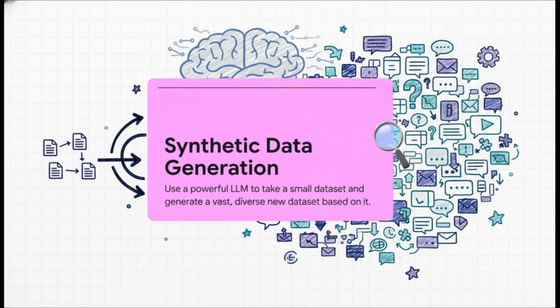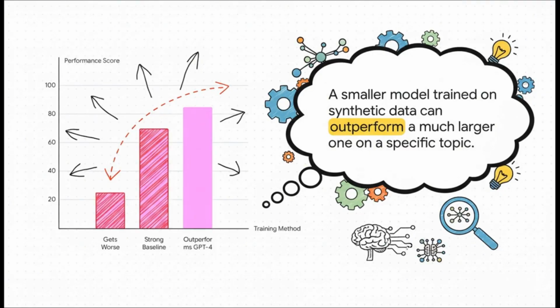The real solution is powerful and it's pretty counterintuitive: synthetic data generation. So instead of training on our raw documents, we use a powerful model like GPT-4 to read our small set of core documents and then generate thousands of brand new, diverse training examples from them. Things like question-answer pairs, summaries, different ways of phrasing the same idea. And the results are just stunning.